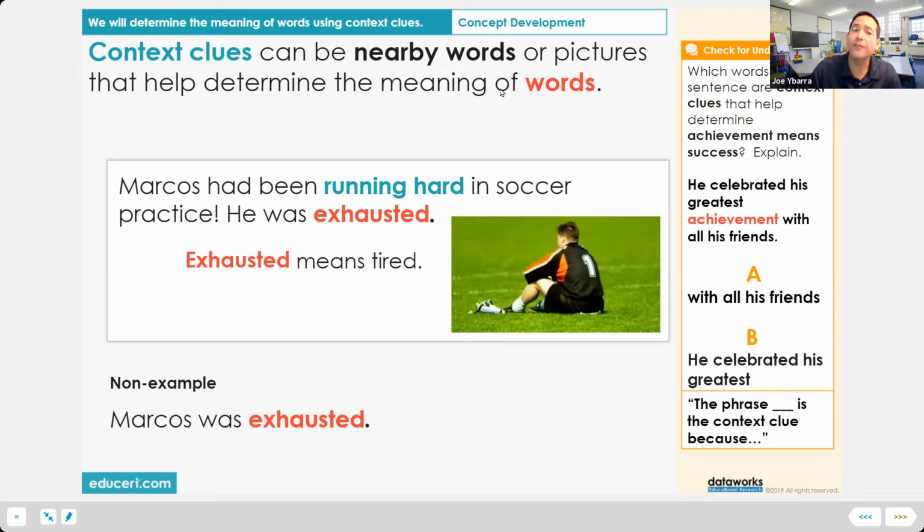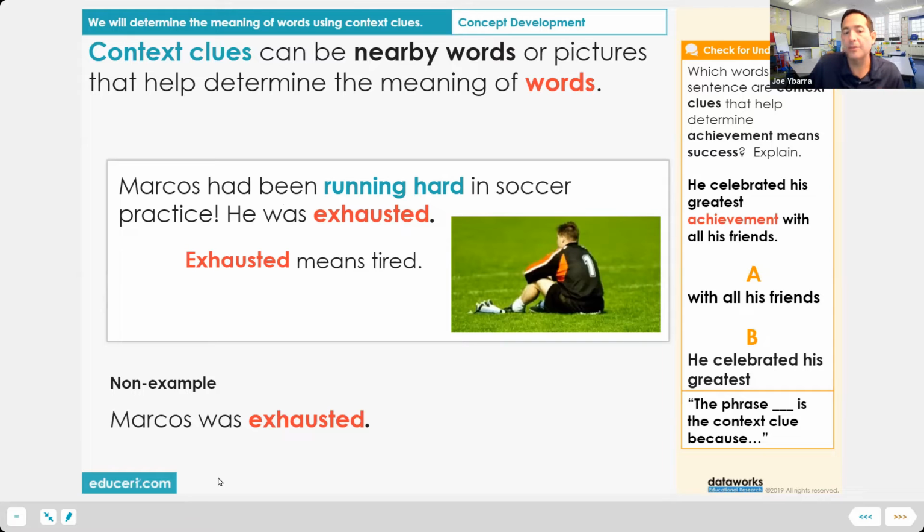In fact, I'm very careful not to ask, what is a context clue, as my question to my students, because that doesn't show they truly understand when I've given them this definition. Now I give them an example or multiple examples. I have exhausted. The context clues, running hard or nearby, they let me know what exhausted means. Now they can start contextualizing, they can start understanding, oh, that's what those nearby words mean.